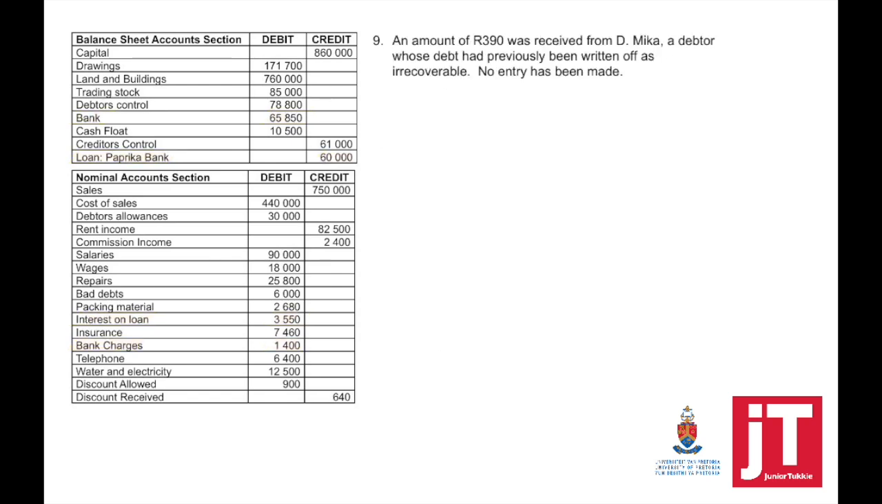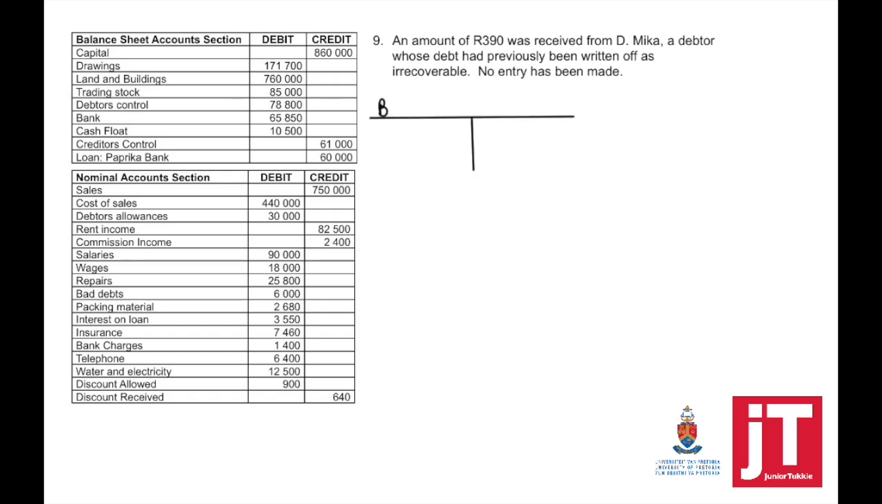Adjustment number 9. An amount of 390 was received from Mika, a debtor, whose debt has previously been written off as irrecoverable. No entry has been made. Again, be careful with this. The business received money, but the business didn't receive money from a debtor. This debtor's account was written off as bad debt. So if they later come and they make a payment, it means that we've recovered that money.